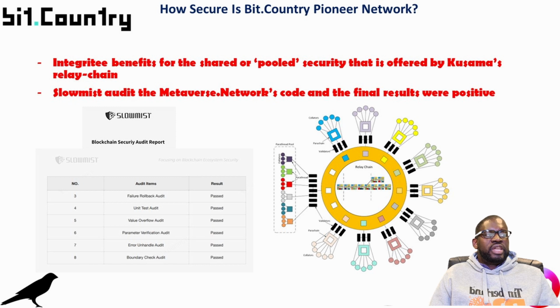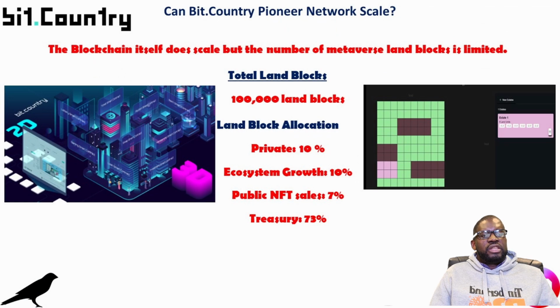The Metaverse.network's underlying code was also audited by Slow Mist, which is an auditing company, and the results all came back positive. On scaling, the blockchain itself does scale, but the number of Metaverse land blocks is limited. There are approximately 100,000 land blocks. Future supply or inflation will be determined by the governance of the General Council, so that means the maximum can also be altered if and when the governance process chooses to do so.